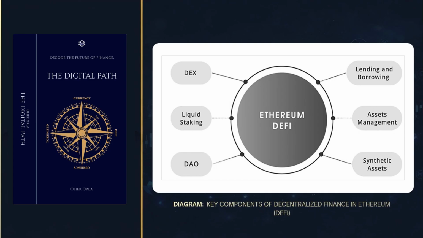Here's how it works. Users deposit ETH into Lido, which pools funds and delegates them to validators securing the Ethereum network. In return, users receive stETH, a token representing their staked ETH plus accumulated rewards. stETH remains liquid and can be freely used across the Ethereum ecosystem.